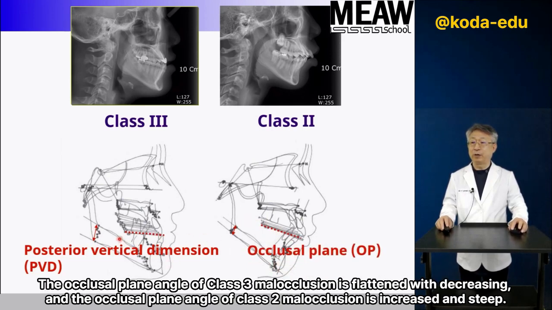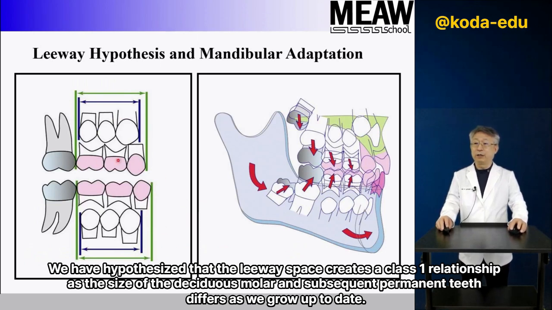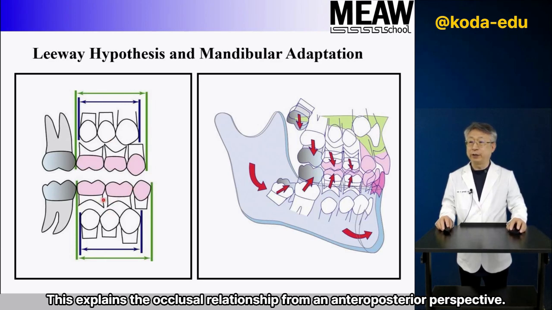The occlusal plane angle of class 3 malocclusion is flattened, decreasing, and the occlusal plane angle of class 2 malocclusion is increased and steep. We have hypothesized that the leeway space creates a class 1 relationship as the size of the deciduous molar and subsequent permanent teeth differs as we grow up. This explains the occlusal relationship from an anteroposterior perspective.